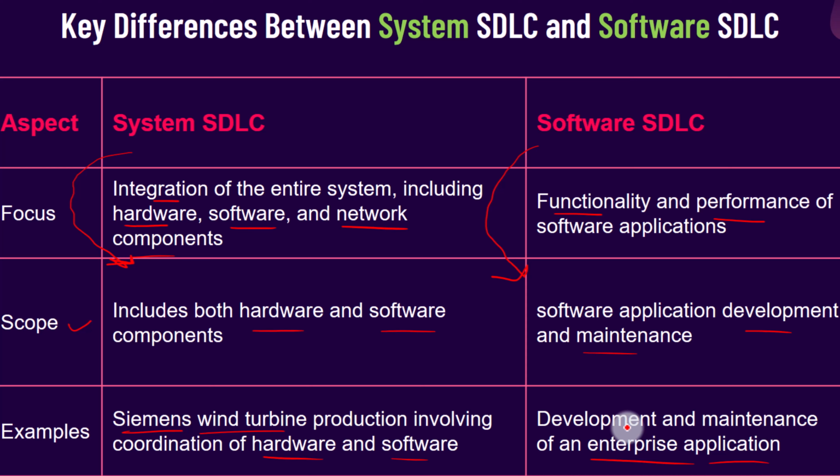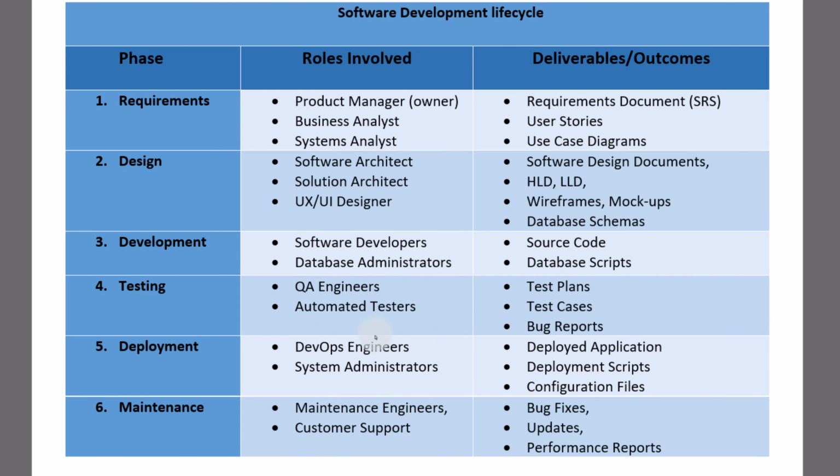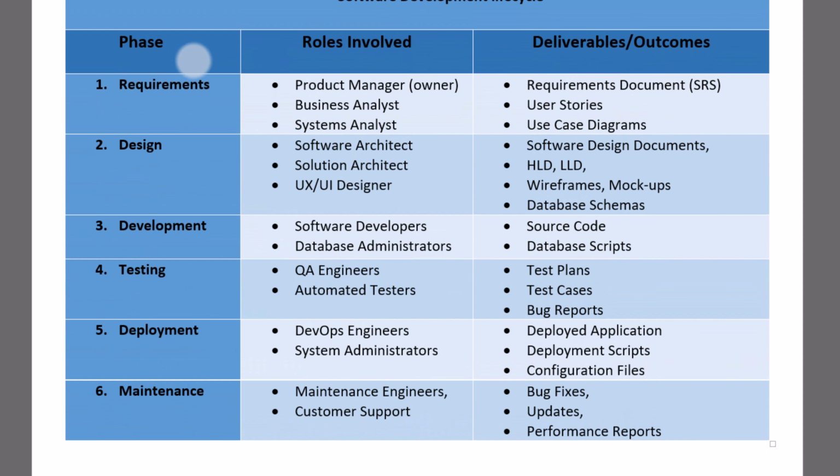Moving on to the roles and deliverables, also known as outcomes, in each phase. Let's first look at the software development lifecycle. It's quite similar to the system development lifecycle, but focuses specifically on software. Here is how it breaks down.